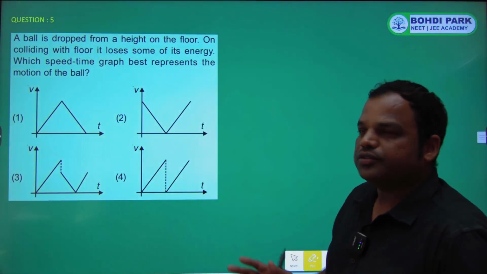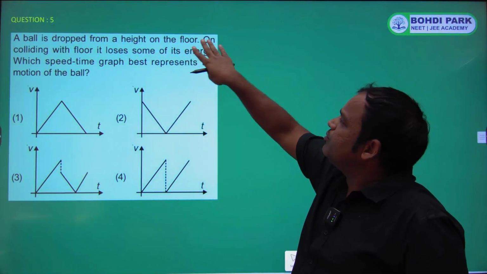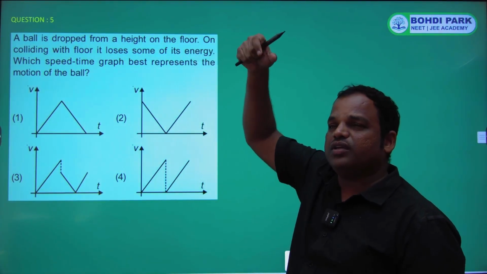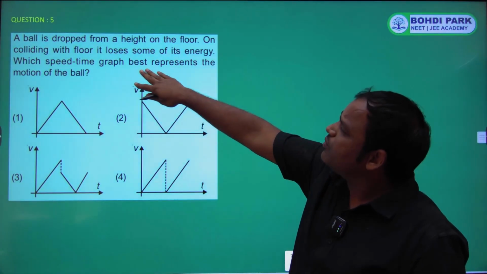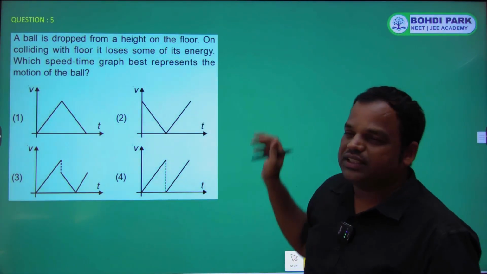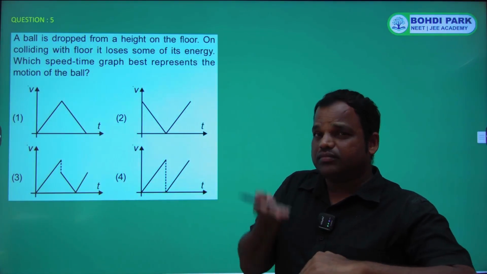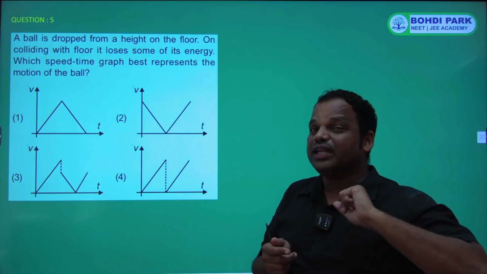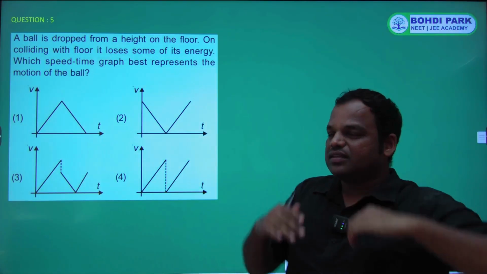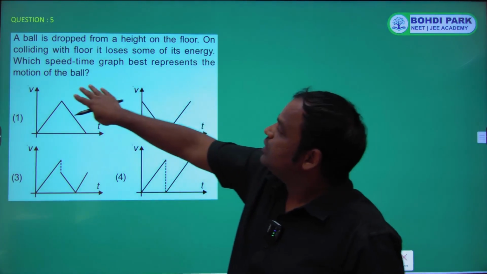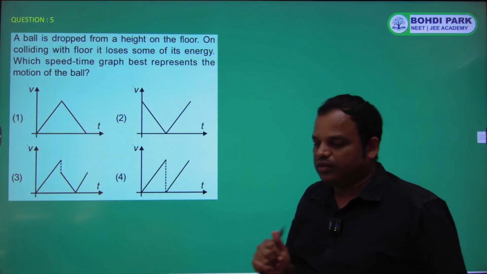Look at this new question. 5th question. A ball is dropped from height on the floor. So from some height ball is dropped and it will hit the floor. On colliding with the floor, it loses some of its energy. So definitely some energy is lost. So it will rebound with some new speed, and that speed will be less. So it will not go up to the same level, some less height it will attain. Which speed time graph best represents motion of the ball?